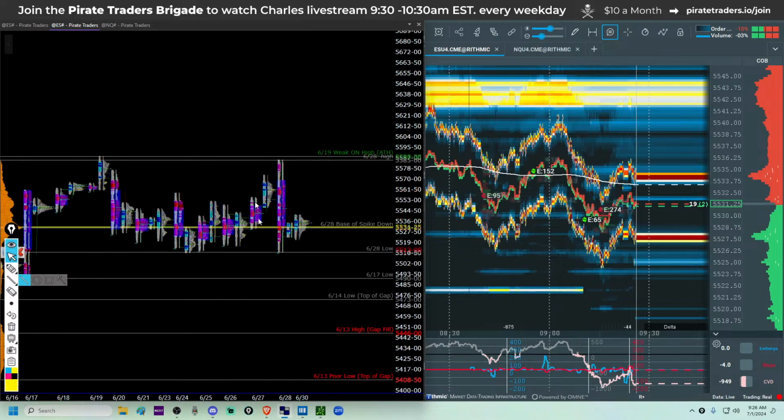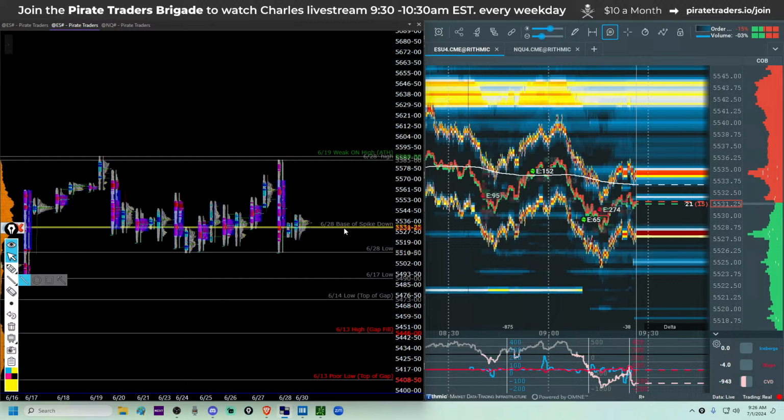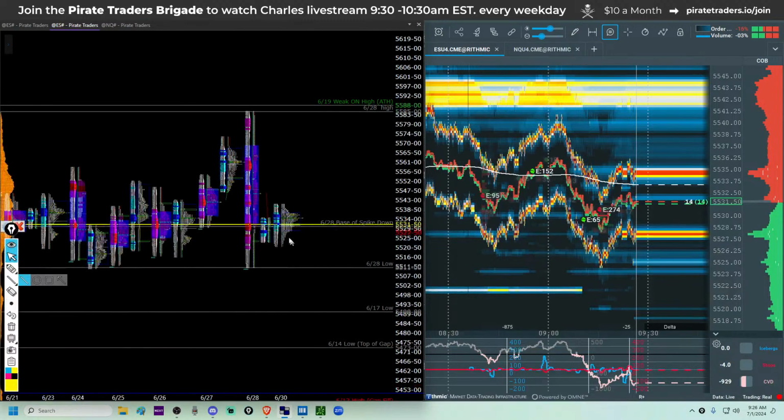So we're inside a balance area where anything could happen, with a reason for the market to go up to make a new all-time high and a reason for the market to go down to fill the gap. And we're opening right at the base of the spike down. So the insights aren't clear just yet, but we will know once we deal with this overnight range. Getting above the overnight high and finding support is bullish, getting below the overnight low and finding resistance is bearish.